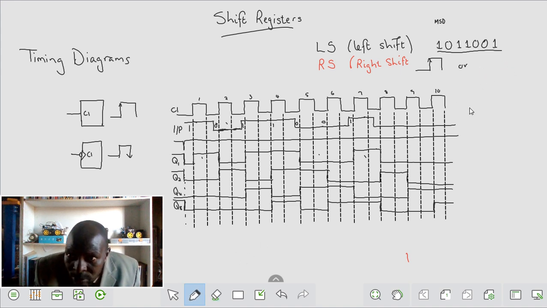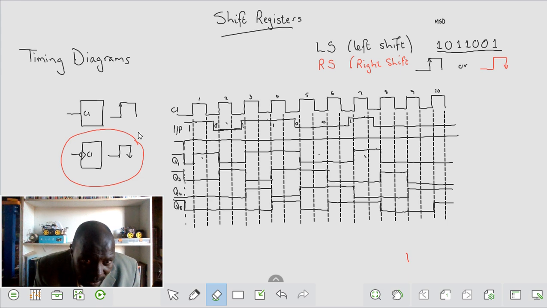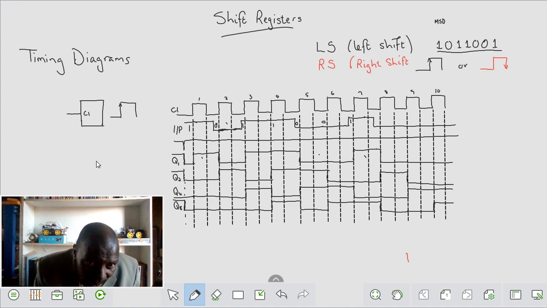So I'll indicate that my right shift is going to be red, and my input is going to be red. The type of flip-flop I was using was this one, where the clock goes direct. It's not a master slave. Now I'm going to opt for a master slave, and with the master slave I'm going to indicate that red represents the master slave.